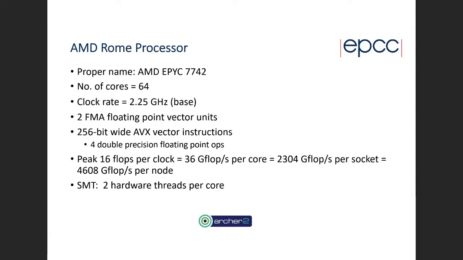Okay. So that gives us two units. FMA gives us two flops, four wide vector, SIMD width of four. So two times two times four gives us this peak of 16 flops per clock. Okay, so that translates to 36 gigaflops per second per core, or 2.3 teraflops per second per socket, or 4.6 teraflops per second per node. Okay, it does support hardware multi-threading but just two hardware threads per core.